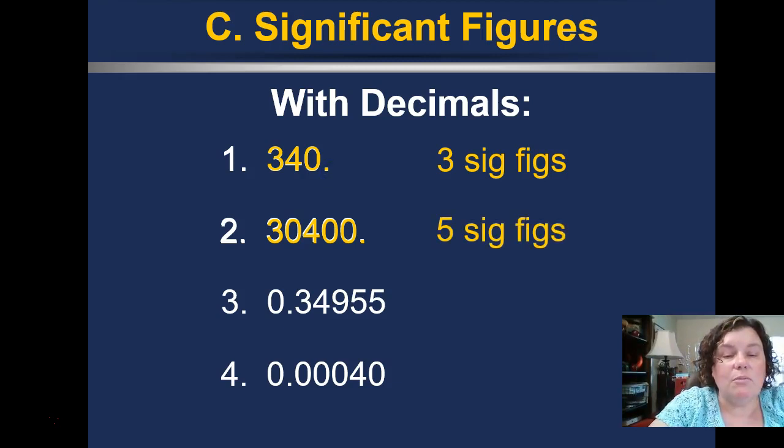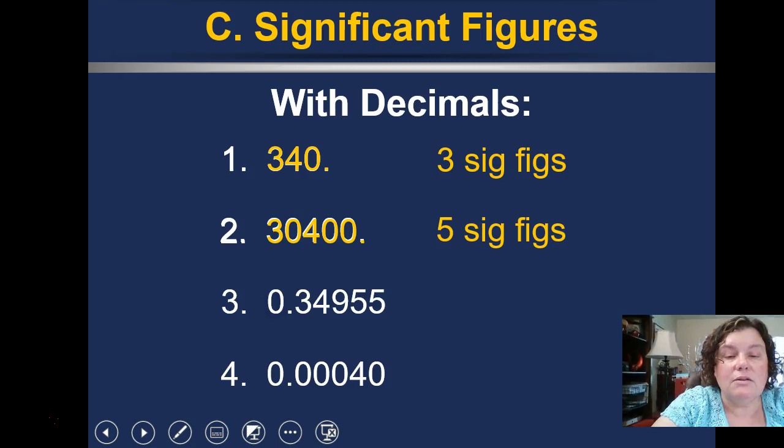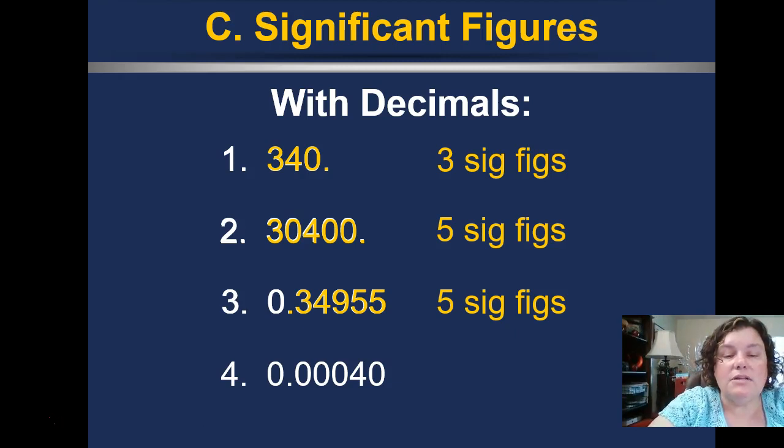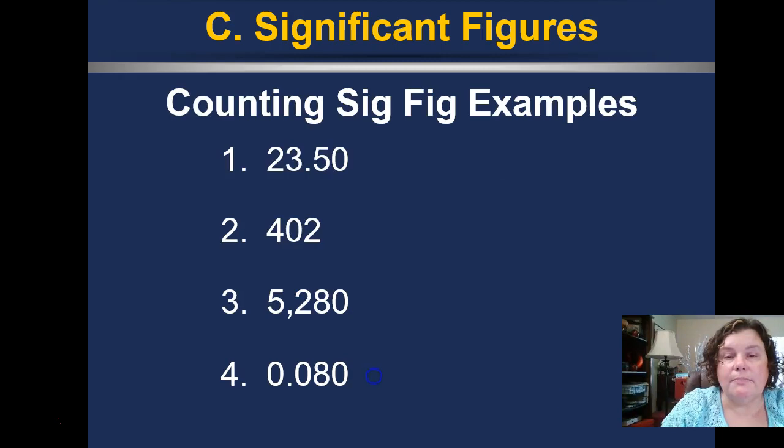For the next one, number 3, we cannot count leading zeros. So this 0 in front does not count. We can only count the 3, the 4, the 9, the 5, and the 5. That's a total of 5 significant digits, so we can count those. Again, in problem number 4, when there's a decimal, no leading zeros. We cannot count any of those, but we can count trailing zeros. So in this case, we would have the 4 and the last trailing 0. Those 2 count, 2 significant digits.